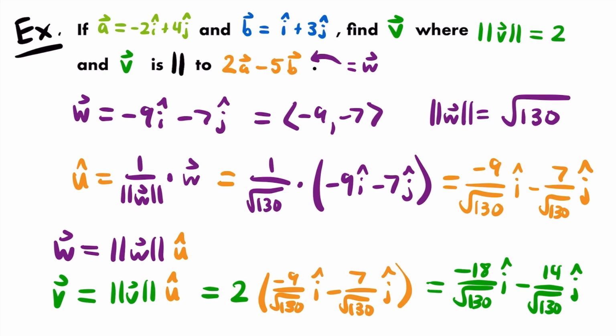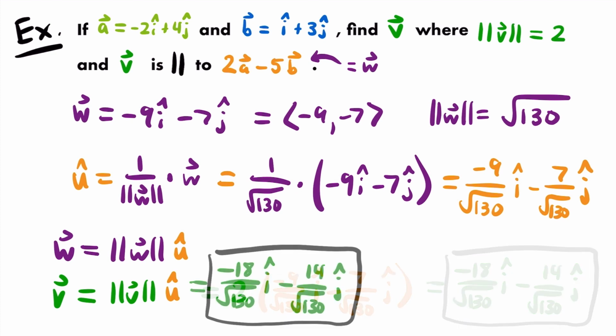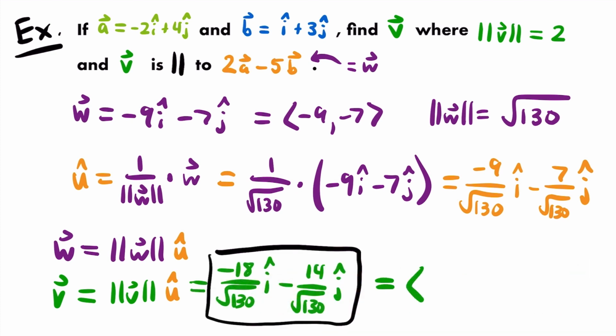And so this right here is one form of a correct answer to this problem, but you could also use the other notation to represent a vector. Let me show you that real quick. Vector v would also be equal to -18 divided by the square root of 130, comma, -14 divided by the square root of 130. So you could also use this notation if you wanted. They're the same answer, just expressed differently.